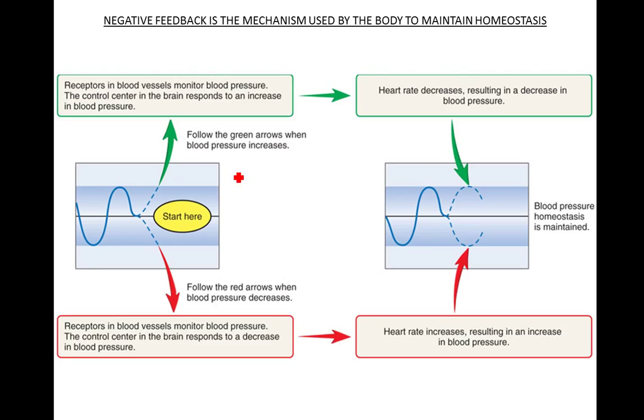So we'll elaborate. Here's what negative feedback does. Let's just use this example. You've got receptors in the blood vessels. They're going to do something. What do they do? The control center. I need to stop and define those terms in a second. So instead of going too high, the heart rate is going to decrease, and that's going to bring it back down, bring it back down.